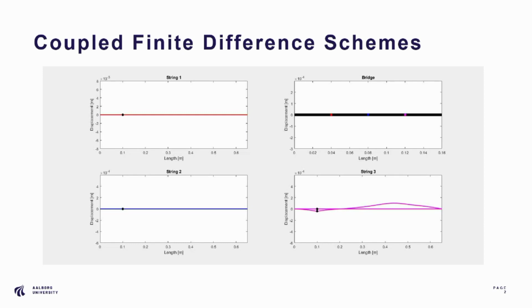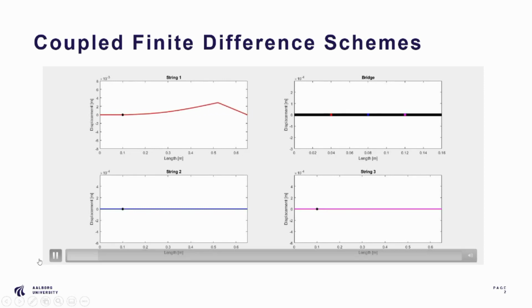So we can have a small look here at a simulation of such an FDS of 3 strings that are connected to a bridge. The strings are connected to the bridge here via a rigid connection at the points on the bridge that are indicated here, and the bridge is connected to the strings at the black dots. And we're going to pluck string 1 and then see how the vibration is first transferred to the bridge and then from the bridge to the other strings.